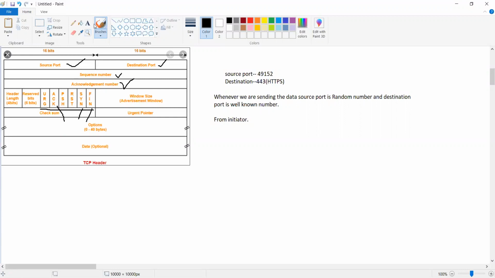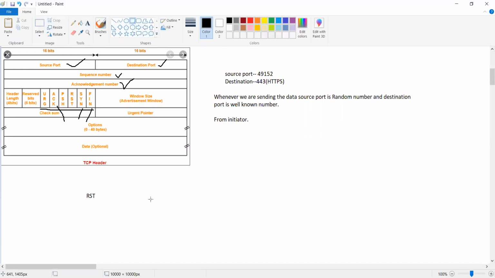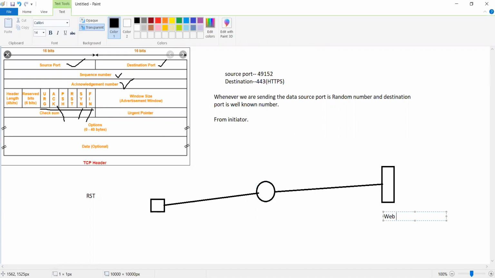So firstly, let's talk about the reset, RST flag. The reset flag is seen, for example, you have a PC, the same web server example I'm taking. You're requesting a web service. In between, there is some router or a firewall. So this PC is connected to a router, and this router is connected to a server. This server is called a web server because it is providing web service.